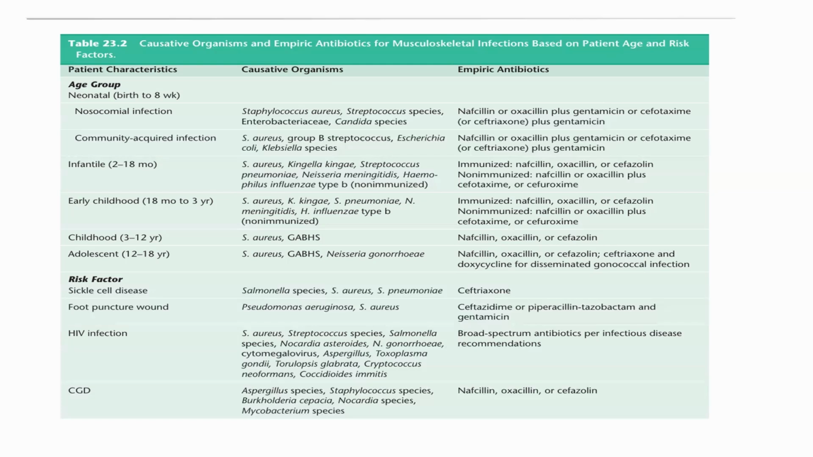In adolescents, that is 12 to 18 years of age, Staphylococcus aureus, followed by group A beta hemolytic Streptococcus and Neisseria gonorrhoeae. Regarding risk factors, in children with sickle cell disease, Salmonella species is more common, followed by Staphylococcus aureus and Streptococcus pneumoniae.